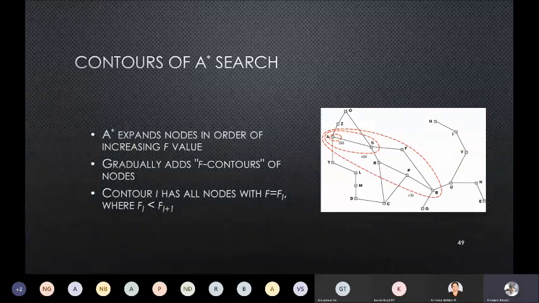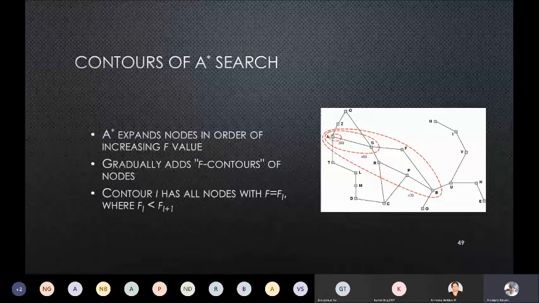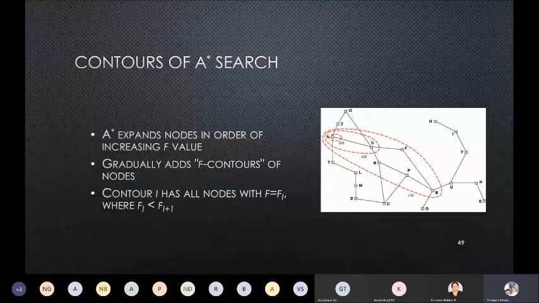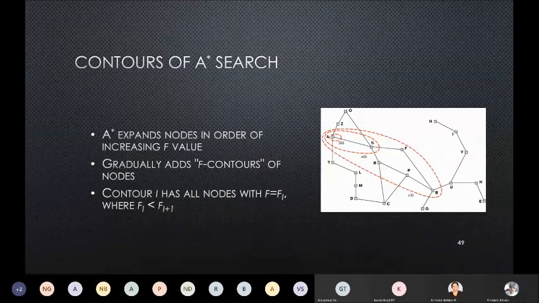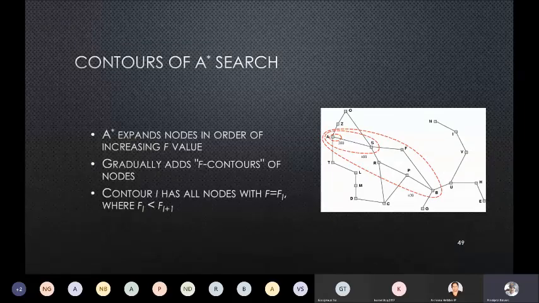So here are some properties of A star search. A star expands nodes in order of increasing f value. Here f means the total cost, and as we see, at every step of the algorithm, we put all these cost functions into a priority queue sorted by their values, smallest to largest, and we always pick the lowest value. And we do not explore any node which has a higher f value before exploring all nodes which have a lower f value. So this is the way this algorithm works.